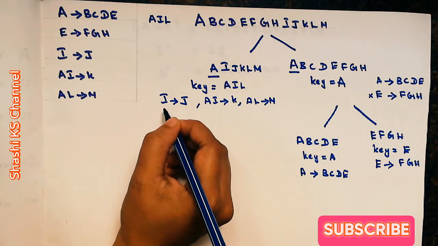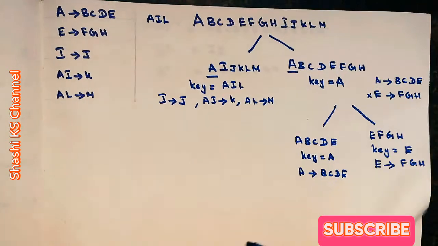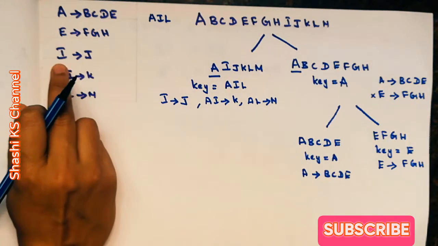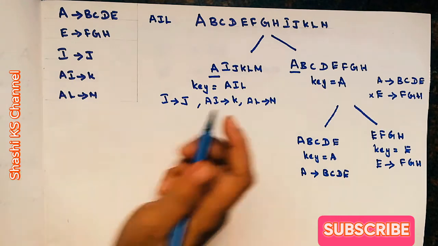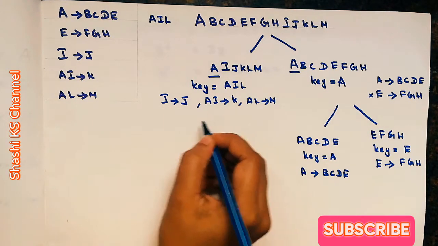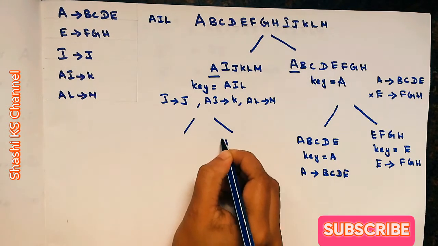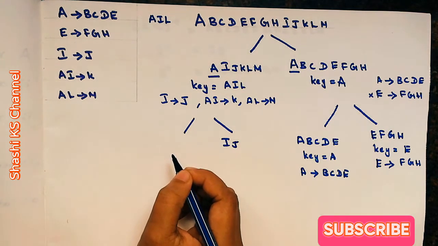So what do we have to do? Apply the closure on I. So when I apply the closure on I, what will I get? I closure will give me I and J. I can determine J, and from that I cannot determine anything else. So I closure will give me I and J. Okay, so decompose it into two different relations. One will consist of I and J, and the other will consist of the remaining attributes.